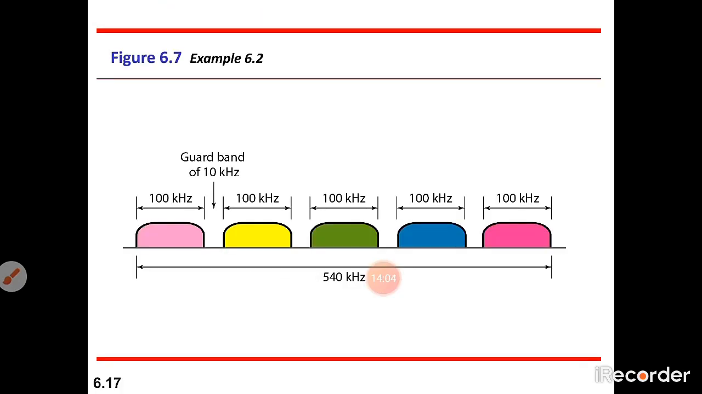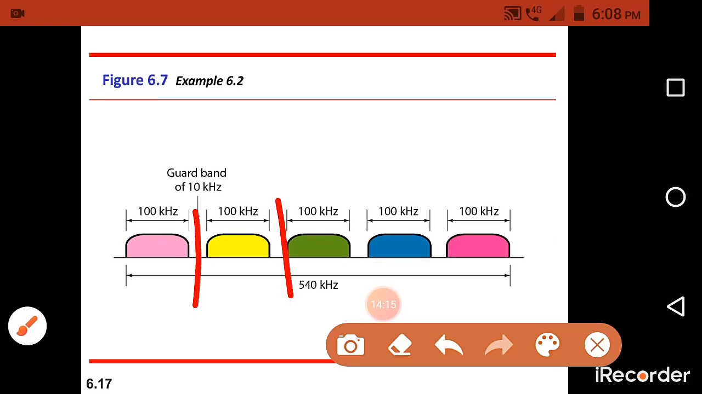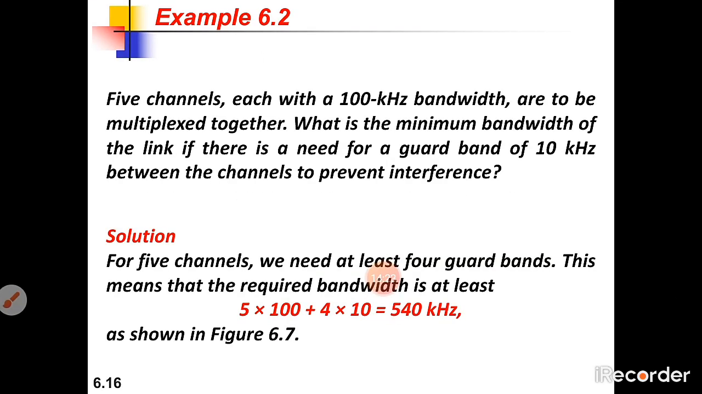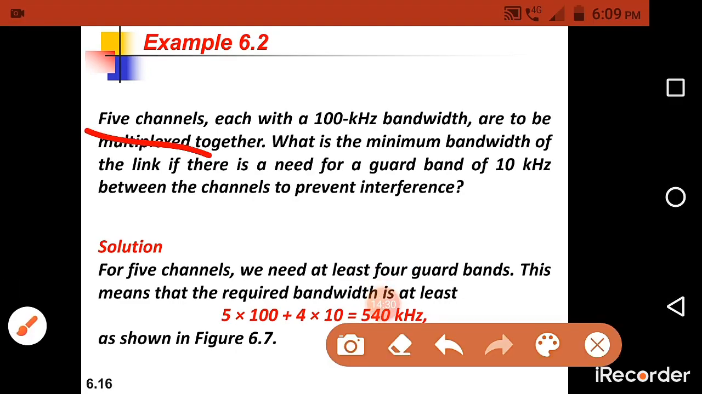If you assign 10 kilohertz guard bands between each channel, they ask what the minimum bandwidth requirement is. How many total channels are there here? 5 total channels, each with 100 kilohertz. 5 into 100 is 500 kilohertz, plus 10 kilohertz that we have to use for each guard band.